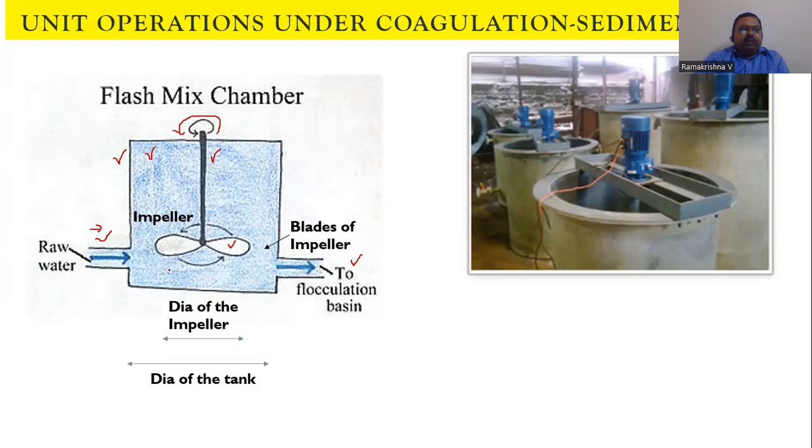Then we can see this is the diameter of impeller blades, so we denote it with small d, the diameter of the tank, capital D, and this is the water depth in the tank, say capital H. What you notice here is the depth of the tank is more than the diameter or width of the tank. And on the right side, you can see a tank used as a flash mixer. A cement tank is used, a circular tank.